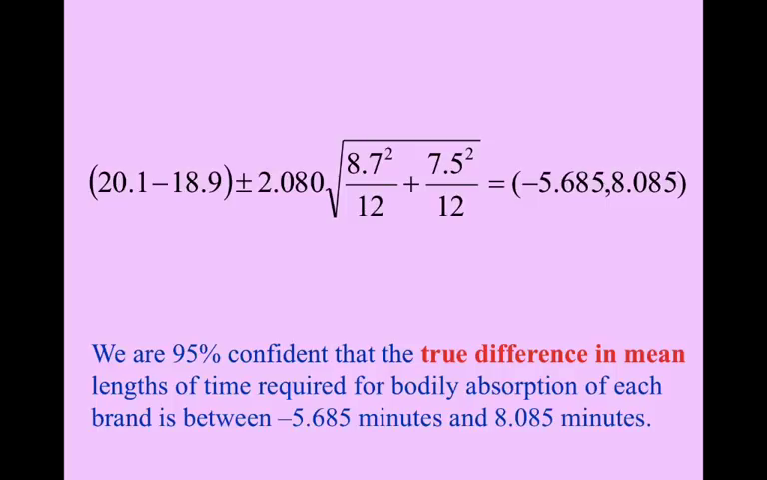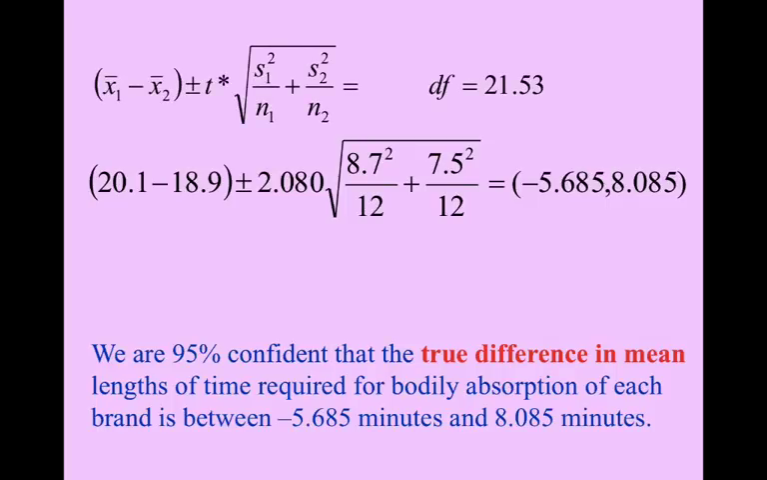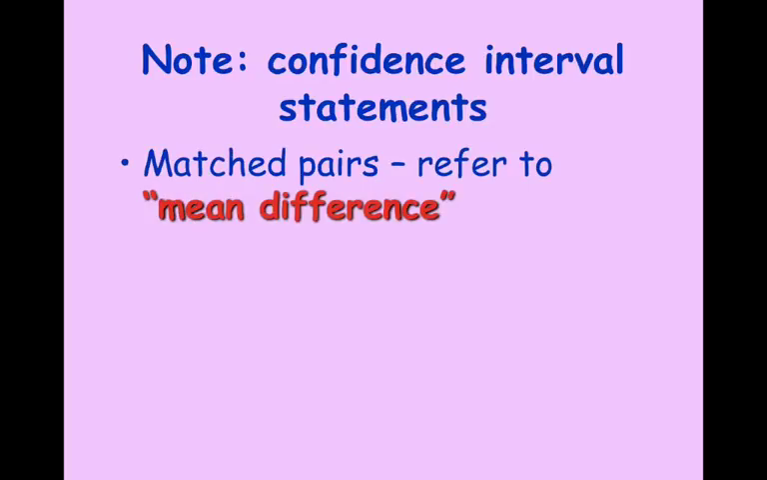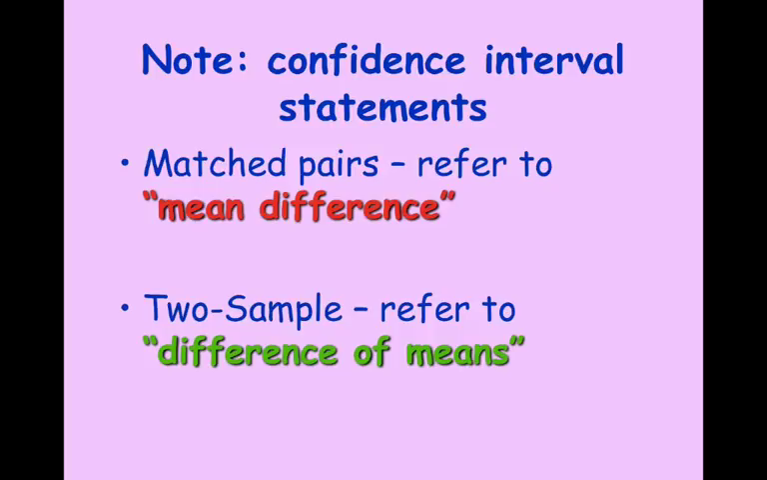So let me show you what that would look like if we were dealing with a matched pairs here. In dealing with a matched pairs, you would refer to the mean difference. We'll look at that next class. But today we're dealing with two sample inference, so we're referring to the difference in the means, mean length of time A and mean length of time B. All right, now let's look at doing a hypothesis test.